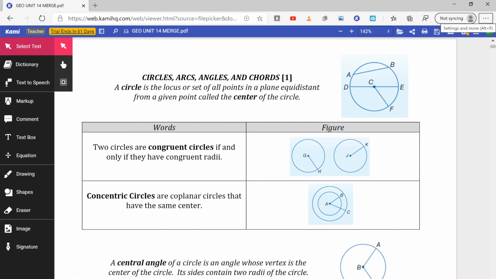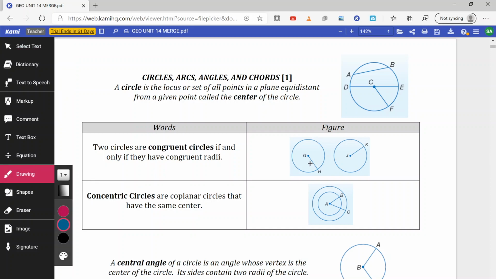If I give you two circles, how do I know if they're congruent, meaning they are exactly the same size? Well, if they have congruent radii, then they are congruent. So if I take a look at circle G and circle J, I can say GH is congruent to JK. Therefore, circle G is congruent to circle J. Also, we have concentric circles. Basically, it means a circle within a circle. Here we have circle A, B, and on the outside we have circle AC. They are concentric because both circles share center A.